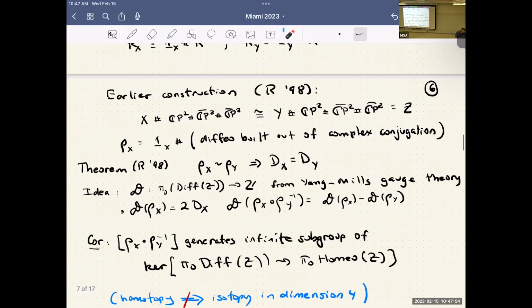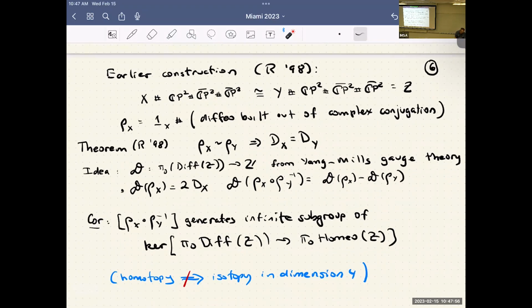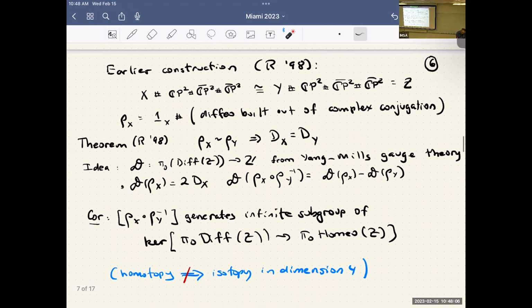There's an older construction. The original version of this was from an old paper of mine from 1998, where instead of stabilizing by adding S2 cross S2, we stabilized by adding CP2, and then for technical reasons blew up a couple more times. If you like, you could think of just X, the K3 surface, blown up 3 times instead of once, as I did.